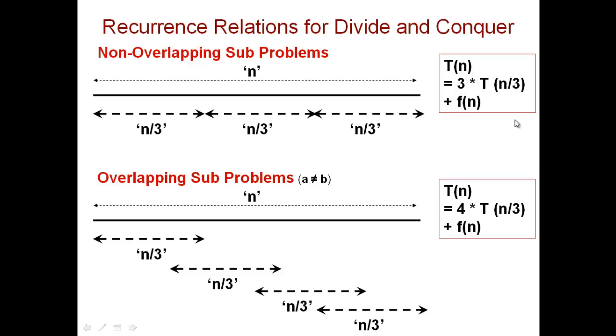Now for this case, we have 4 sub-problems, each of size n over 3. So t of n over 3 is the time to compute the solution for one sub-problem of size n over 3, and we have 4 such sub-problems. So it's going to be 4 times t of n over 3. And then the time to combine the solutions of all these 4 sub-problems, which is f of n. So we can say t of n is 4 times t of n over 3 plus f of n. Okay.